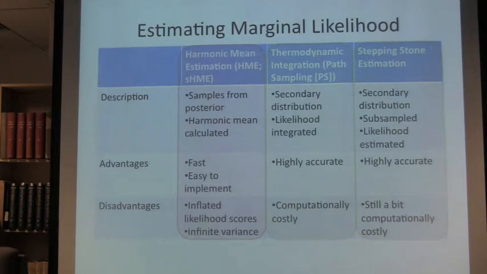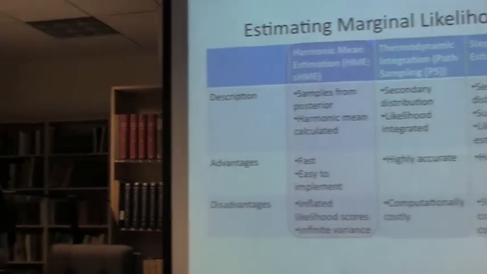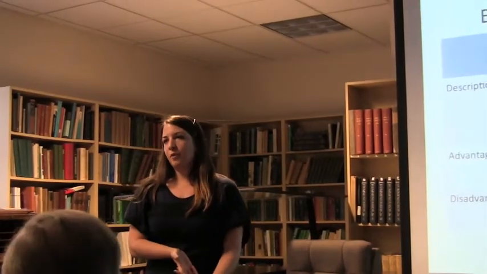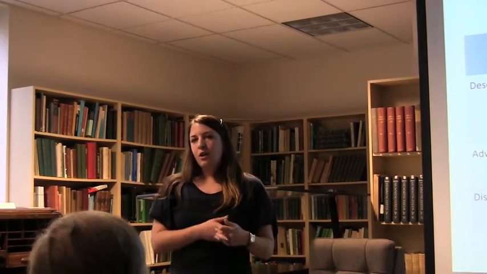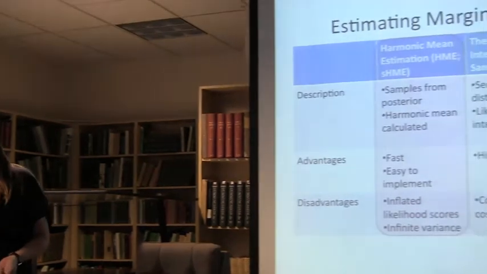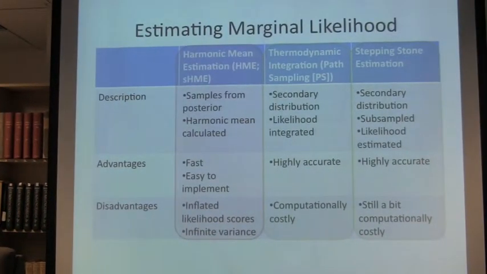Thermodynamic integration implemented via path sampling and the stepping stone estimator both have become more computationally feasible recently. These require drawing a second distribution relating the posterior distribution back to the prior, and path sampling integrates over this resulting distribution, while the stepping stone method subsamples from this resulting distribution. Both of these have been shown to be highly accurate estimators of marginal likelihood, and stepping stone is slightly less computationally intensive. So now we are able to more accurately estimate marginal likelihood and apply these Bayes factor methods.